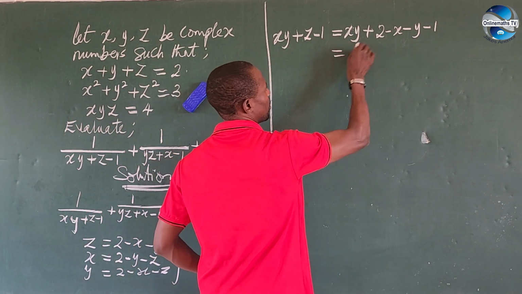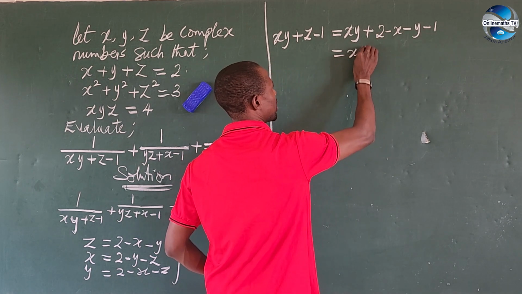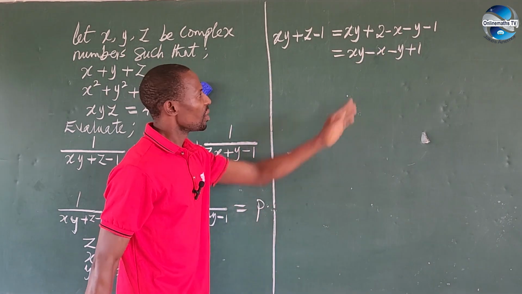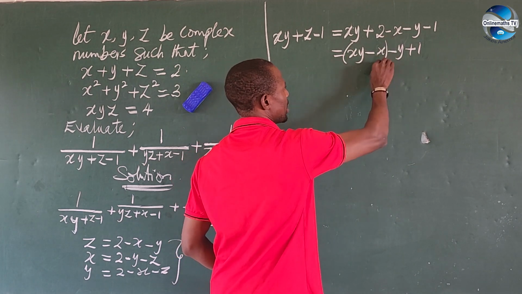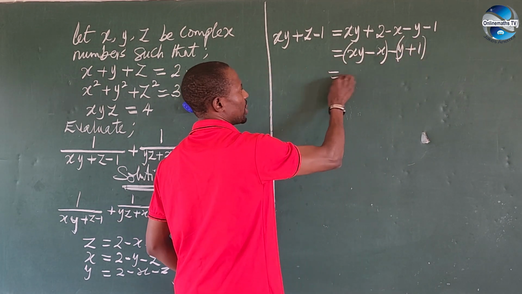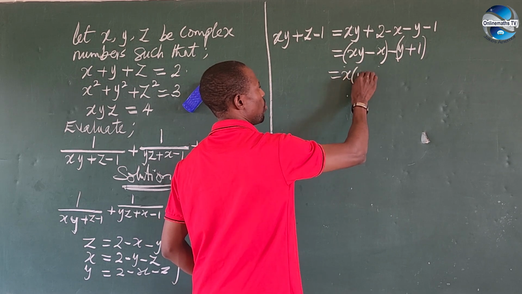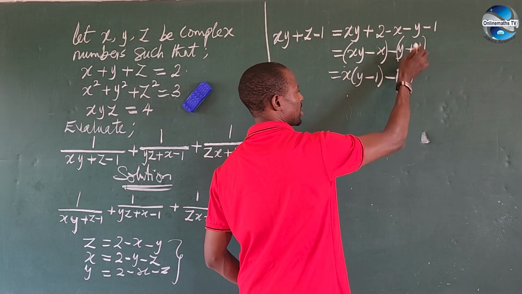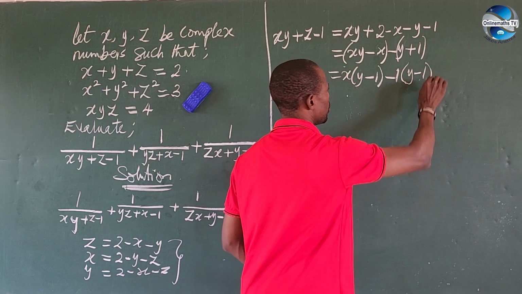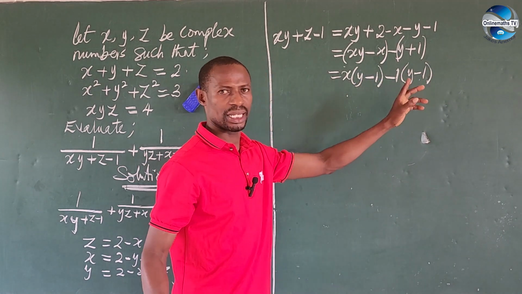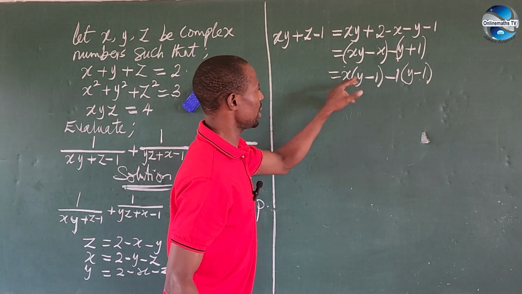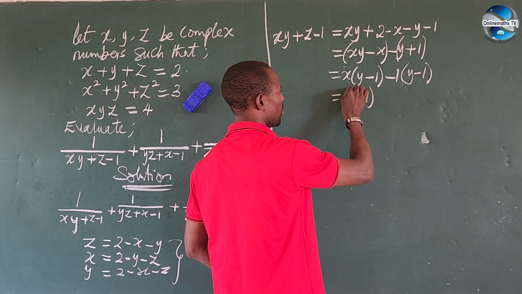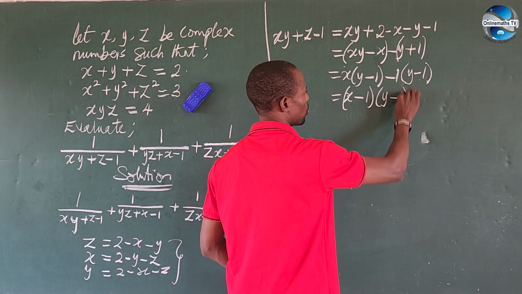So if we add these together, we're going to have xy minus x minus y plus 1. From here, we can bracket these terms. If we take x out, we're going to have x times (y minus 1) minus 1 times (y minus 1), since what is common is just (y minus 1). You discover what we have here and here are the same. So we take the outer quantity and the inner one, and this now gives us (x minus 1)(y minus 1).